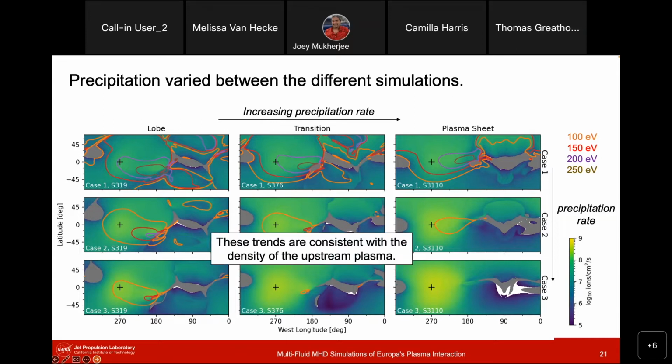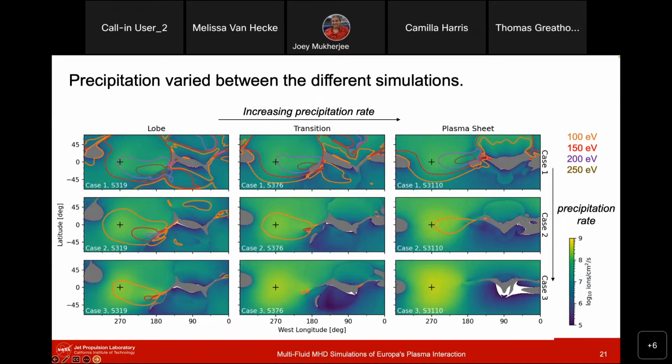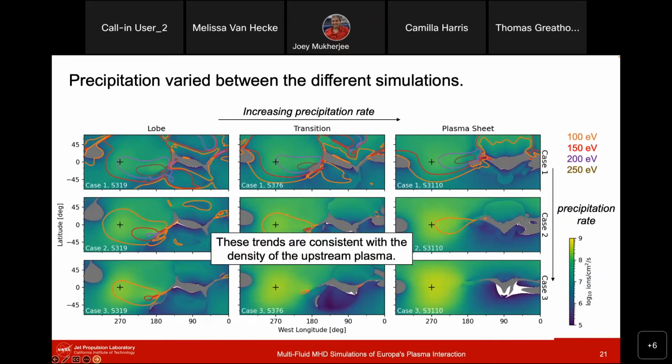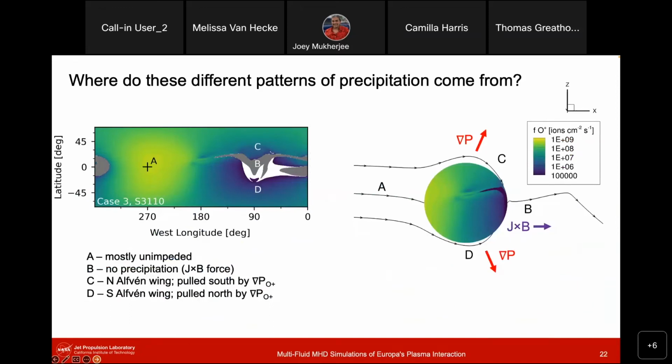So the main preview of the end result of this project is that if you integrate this intensity over the whole surface, then you get a precipitation rate, or the number of magnetospheric ions striking the surface per second. Simply put, the precipitation rate increases as we increase the density of the plasma in the magnetosphere. So as we move from the lobe to the plasma sheet, that integrated number of ions per second increases. And again, as we move from case 1, the low density case, to case 3 in the magnetosphere, it increases. But now this is the answer to Vincent's question.